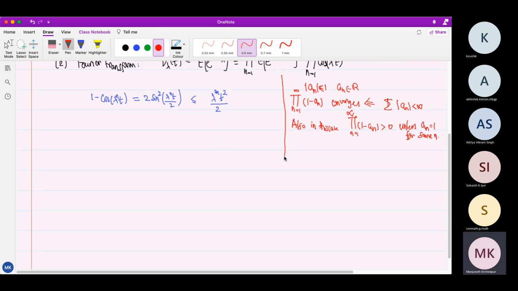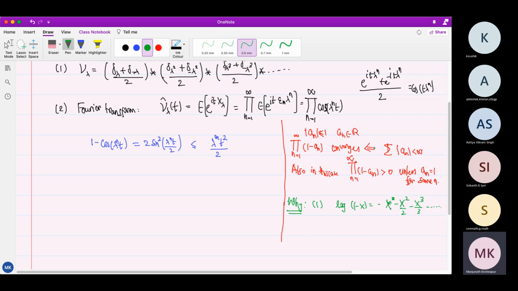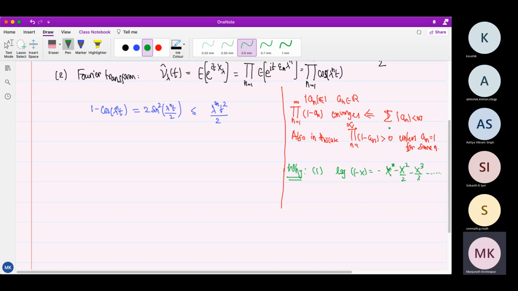Let me even give the reasoning. It's easy, if you have not seen this before. You can do it two ways, equivalent ways. One way is you take logs and use the fact that log of 1 minus x is minus x minus x square by 2 minus x cube by 3 and so on. So you can convert it to logs, but it is mainly for the a_n's going to 0. Since we have the summation of a_n finite, the a_n's are going to 0.